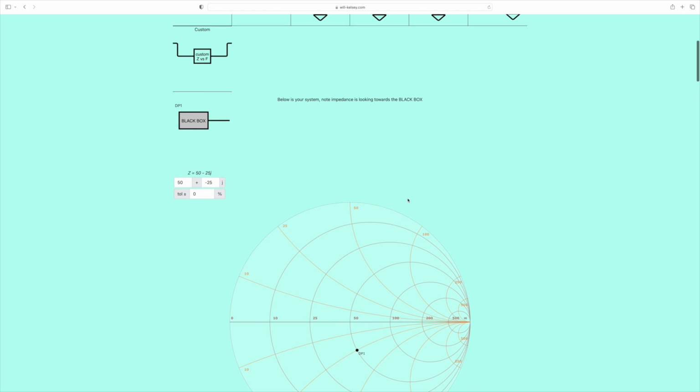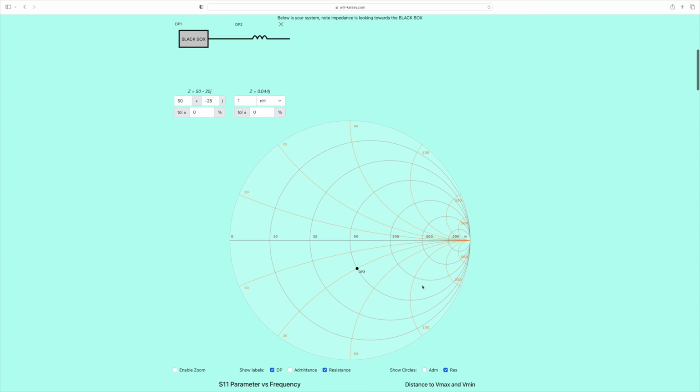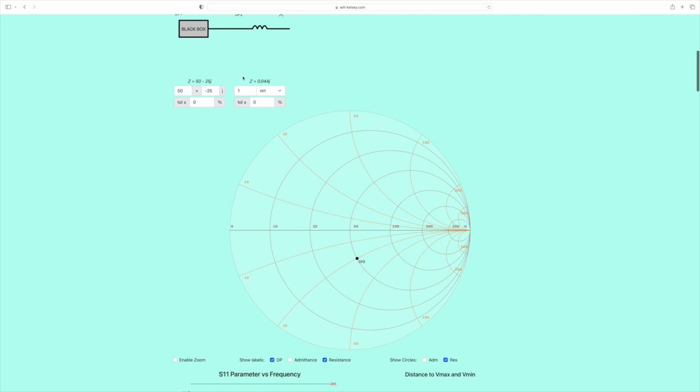Well, that's where these components come in. So let's say we had a series inductor. Here we are, 50 ohms minus 25, let's say 100 nanohenries. You see we've moved up a little bit clockwise on this 50 ohms circle. Let's increase that a bit, 300. Yeah, moved a bit more. Alright, 400. A bit more still. 550. You see what's happening?